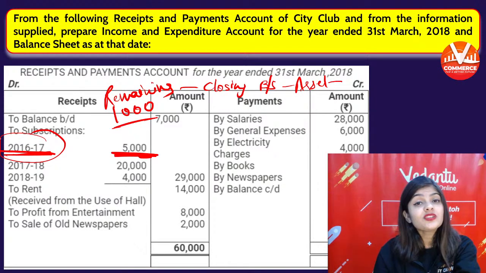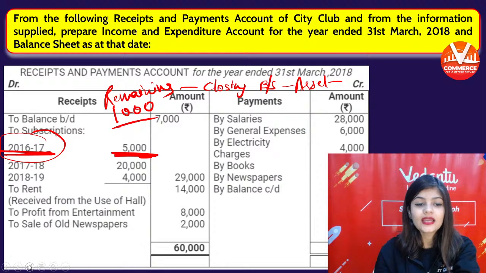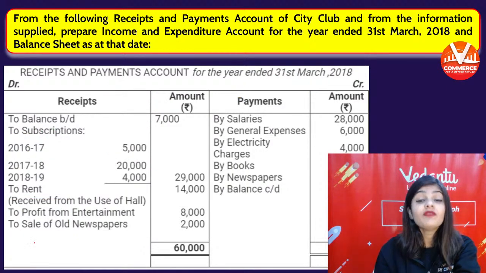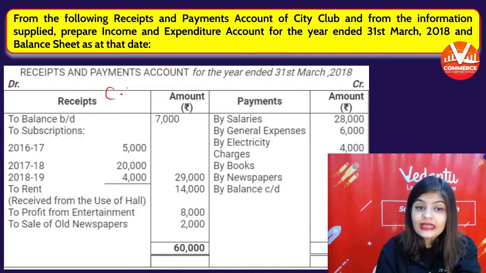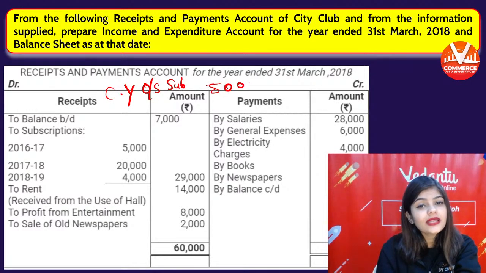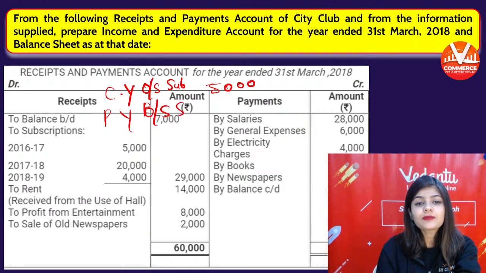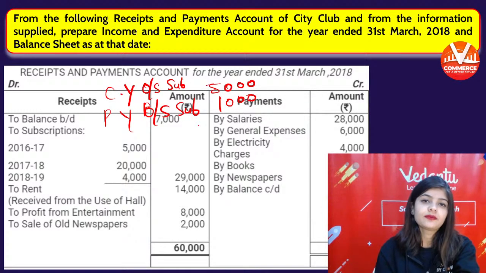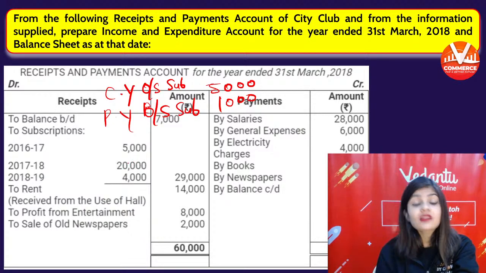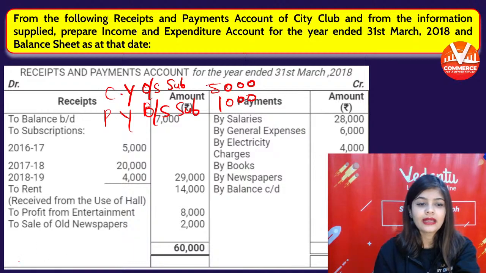So in the closing balance sheet, we will record two outstanding subscriptions. We will record the current year outstanding subscription, that is 5,000, and the previous year outstanding subscription, that is 1,000. Current year's 5,000 is outstanding and previous year's 1,000 is outstanding.